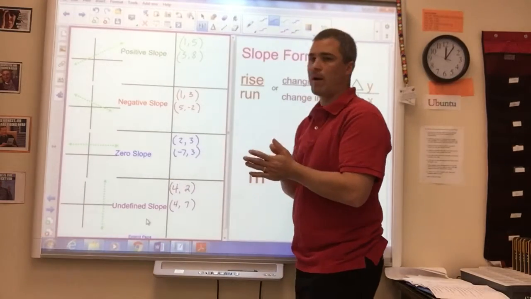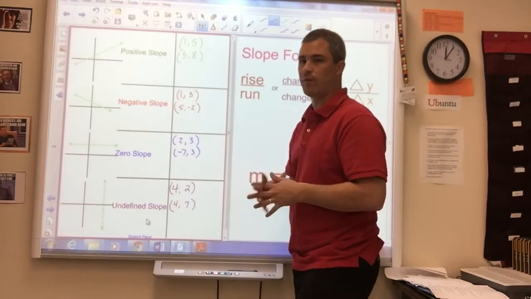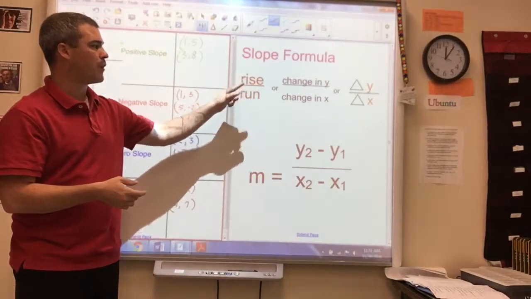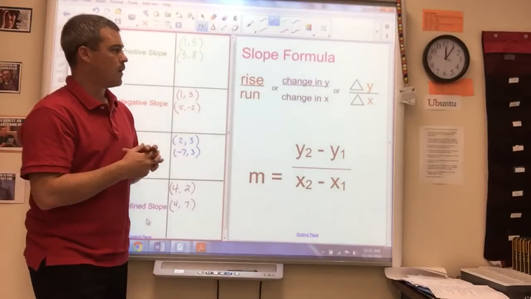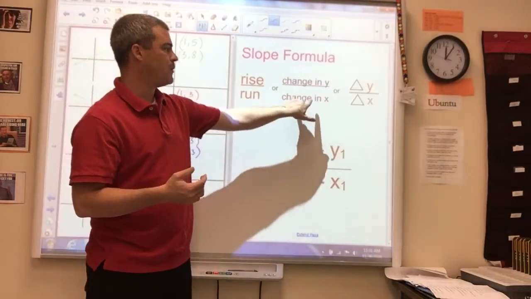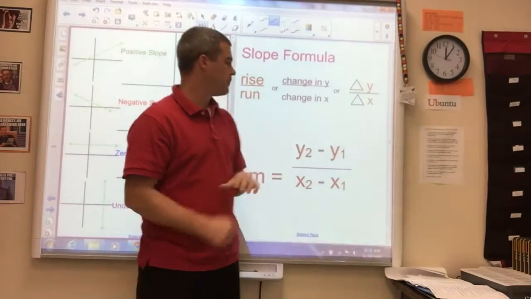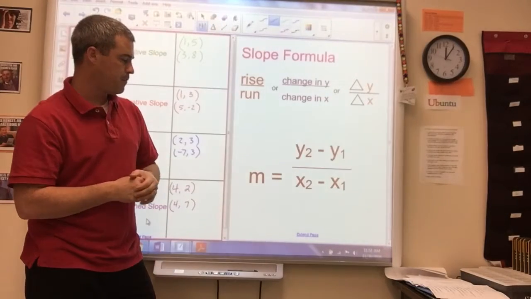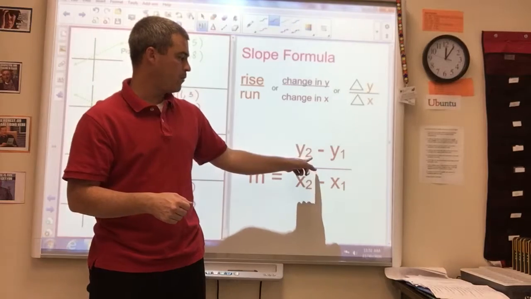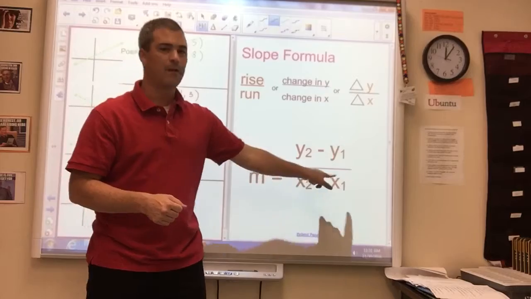In order to understand how to get a positive, negative, zero, or undefined slope, the slope formula is sometimes described as the rise over run, or the change in your y, which again, change means subtraction, divided by the change in x. You could see it as delta y over delta x, but the formula is this. M is your slope, and you would subtract your second y value by your first y value, and divide that by your second x minus your first x.